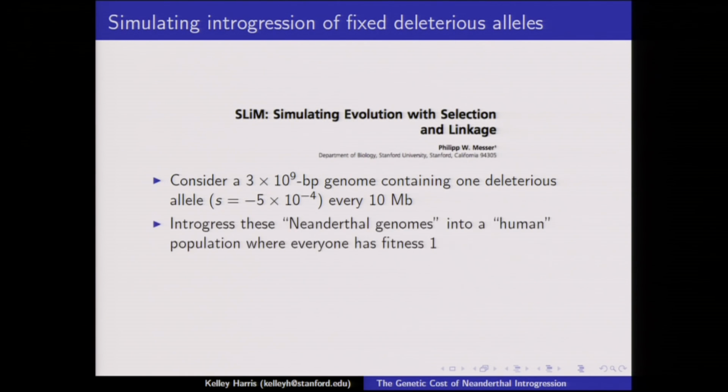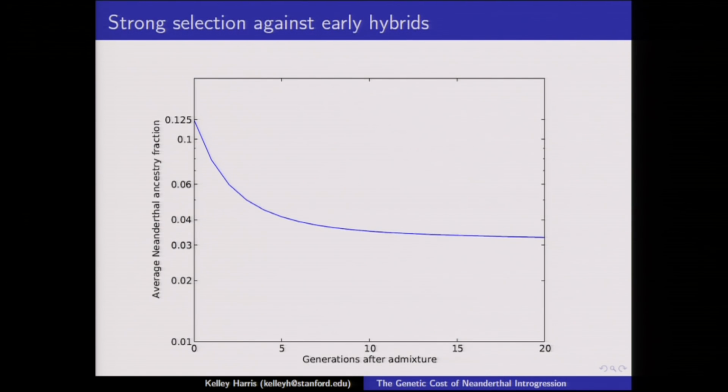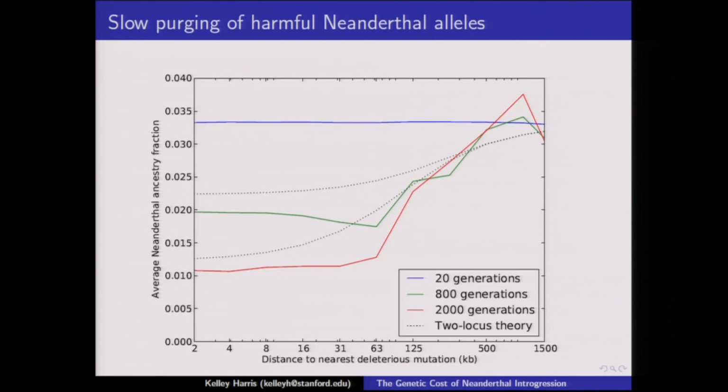So we did some simulations using a forward simulator by Philip Messer, who used to be here, where you have weakly deleterious alleles fixed within a Neanderthal population, and none of these in humans. And basically, if you have these alleles spaced out pretty widely in the genome, you get strong selection against Neanderthal DNA throughout the first 20 or so generations of interbreeding. But then once everyone has almost the same amount of Neanderthal DNA, the selection slows down. And then what you get is much slower selection that occurs in the vicinity of the deleterious variants. And you get a gradient of less Neanderthal DNA near the deleterious mutations and more far away from them.